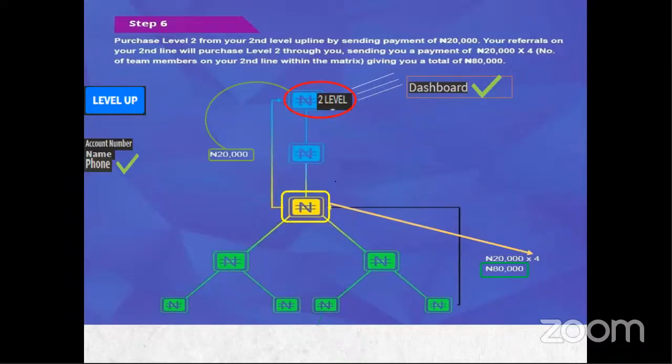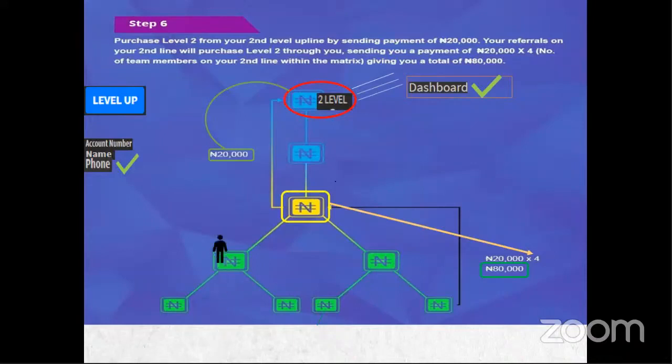I know 1 or 2 people are now thinking, how is it possible? I mean, why will I just pay 20,000 and then 4 people now send me 20,000 naira each? Now, let me explain that to you.